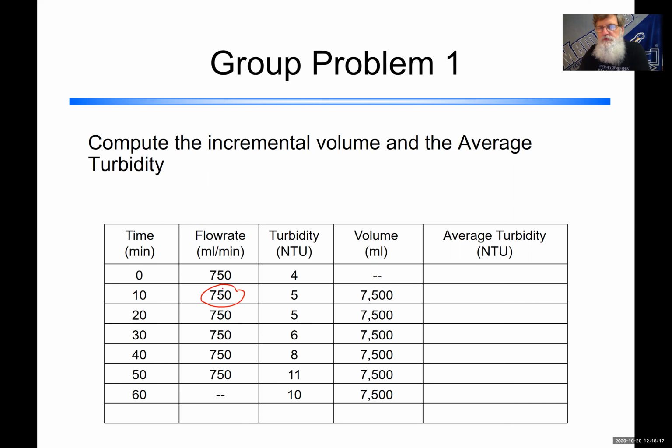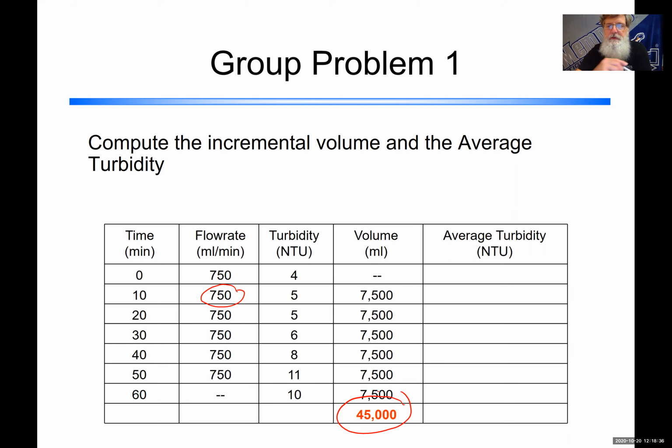So what's the total volume treated for the whole system? You would just sum that 7,500 milliliters 6 times, and you get 45,000 for the total. So in 1 hour, we treated 45 liters of water.